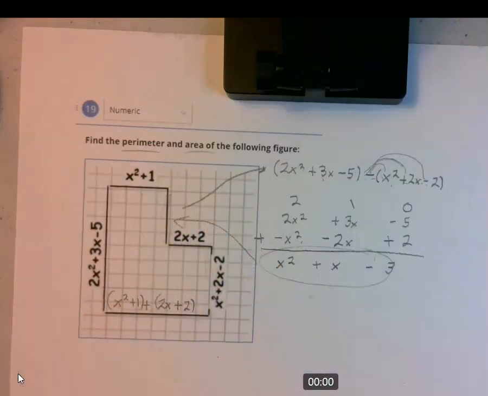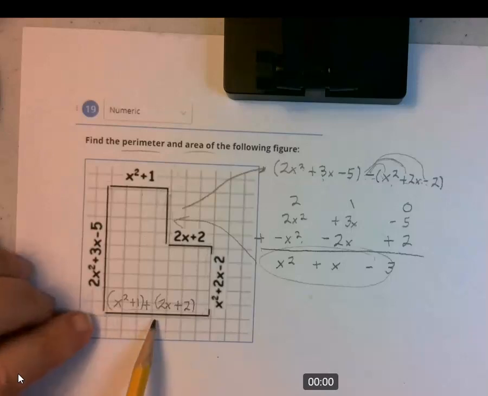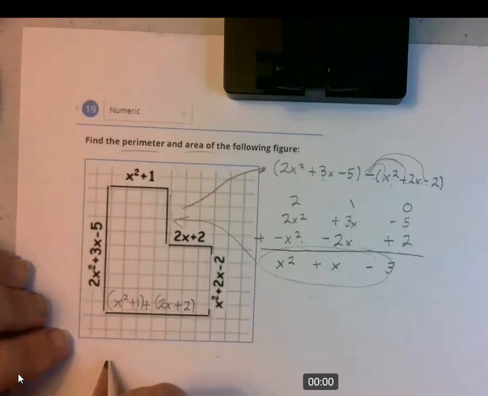Okay, so we have that. But I'm going to show you something in a minute, but I wanted you to know how you got that. Now we're going to do this one right here. So this one's a lot easier.